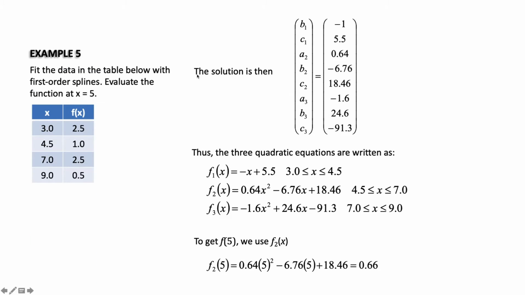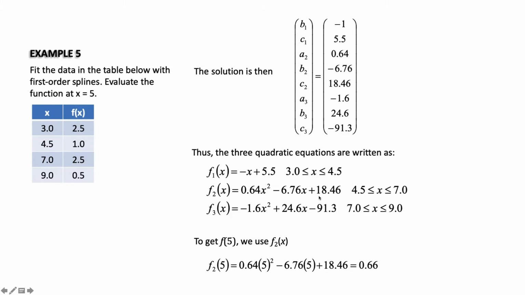The solution is then b1 equals negative 1, c1 equals 5.5, a2 equals 0.64, b2 equals negative 6.76, c2 is 18.46, a3 is negative 1.6, b3 is equal to 24.6, and c3 equals 91.3. So now we have these coefficients and we can plug this into our equation. So we have f1 is equal to a1x squared plus b1x plus c1. But since a1 is equal to 0, we have negative x plus 5.5. This is valid between 3 and 4.5.